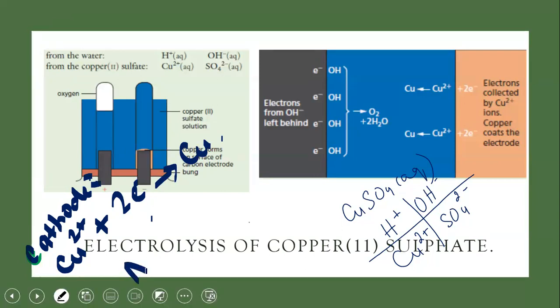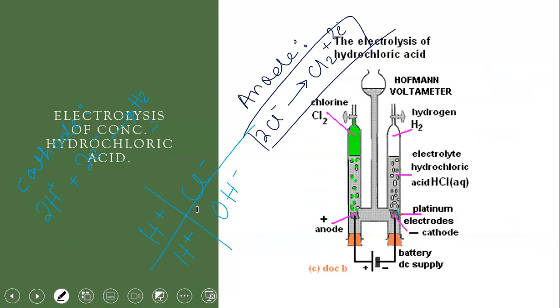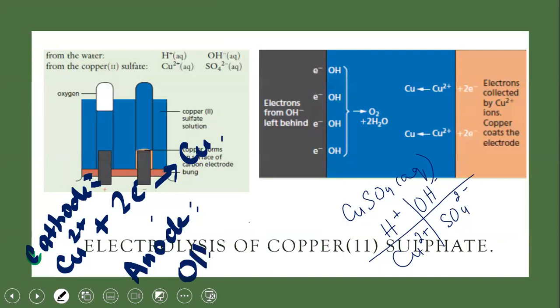Now, let's talk about the anode. What options do I have at the anode? We have hydroxide and sulfate. Between hydroxide and sulfate, who should go to the anode? Hydroxide. So hydroxide is going to go to the anode. Do you remember what equation I told you for hydroxide? Hydroxide with an arrow, H2O plus O2 plus 2e minus. You need to just balance it out.